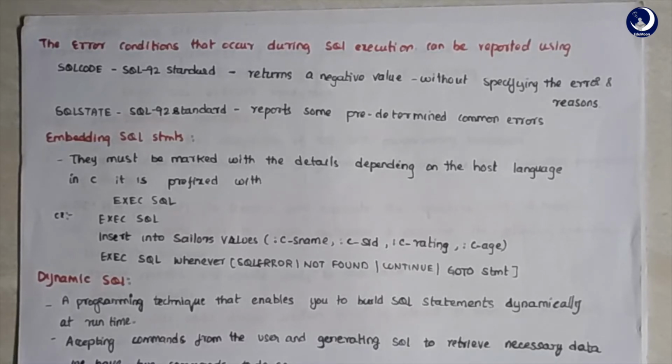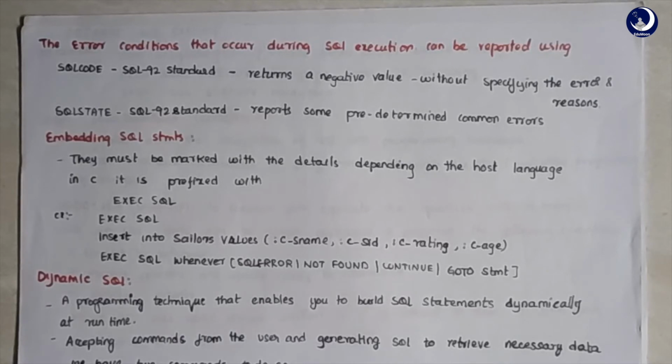So they must also be marked with details depending upon the host language. Yeah, this is a point I missed, I'm sorry. The marking constructs that we are using now differ with the host language. For C, we have one set of constructs that we are supposed to use. In Java, we have some other things. And in this video, we are discussing the construct that we use in C. I'm not touching Java, right?